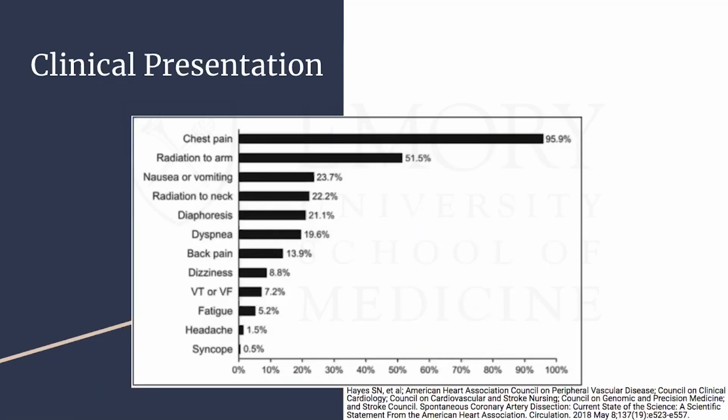In terms of the clinical presentation, as you can imagine, the majority of patients present with chest pain, and several have additional symptoms such as radiation to the arm, nausea, radiation to the neck, diaphoresis, or dyspnea. Fortunately, only about 7% of these cases present with ventricular arrhythmias, and anywhere from 2 to 5% can present with cardiogenic shock.